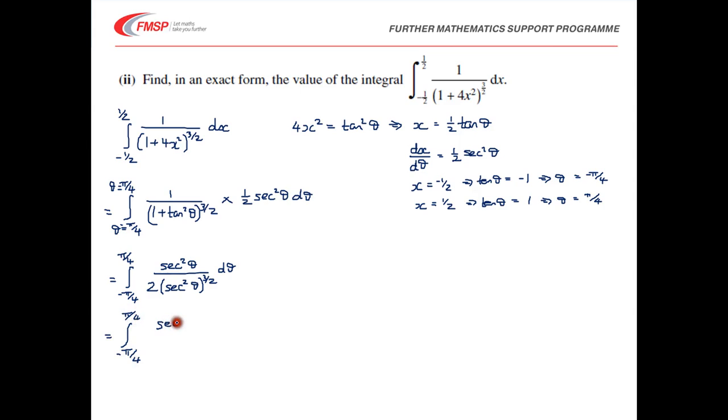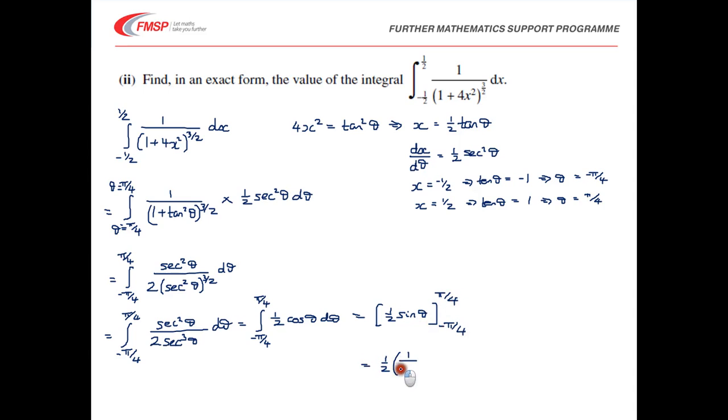So that's sec squared over, sec squared to the 3 over 2 is sec cubed. And that simplifies to 1 over sec, which of course is cos. So I've got a half cos theta d theta, which of course is dead easy to integrate. It's just a half sine theta from minus pi over 4 to pi over 4. That's a half times 1 over root 2 minus minus 1 over root 2, which is 1 over root 2.